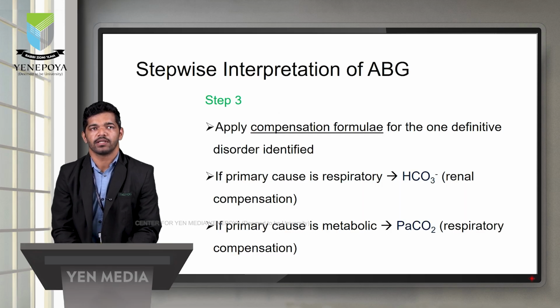Coming to step number 3, we have to apply the compensation formula for the definitive disorder. If the primary cause is respiratory, the metabolic component will do the compensation, so we have to calculate the expected bicarbonate levels. If the primary cause is metabolic, we have to calculate the PaCO₂, that is the respiratory component, for the metabolic compensation.